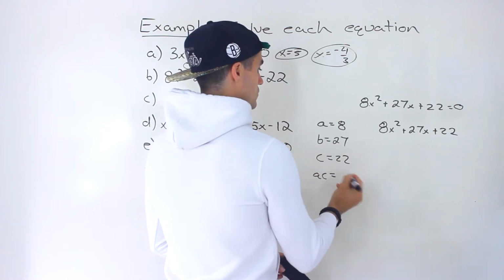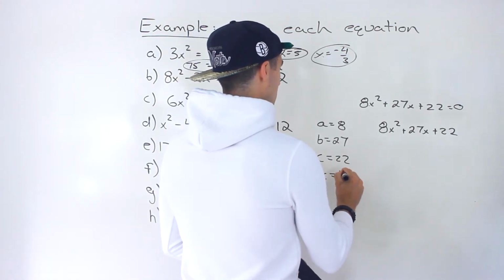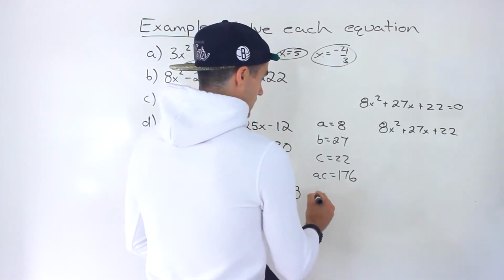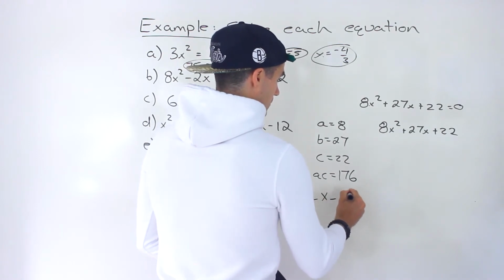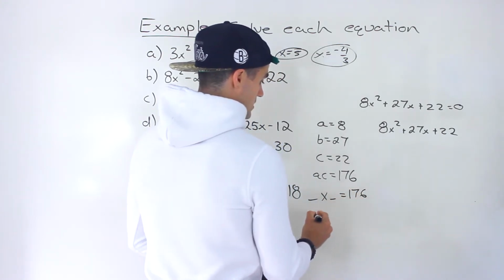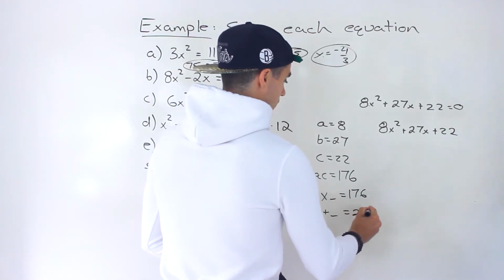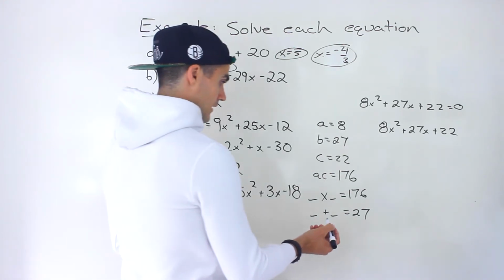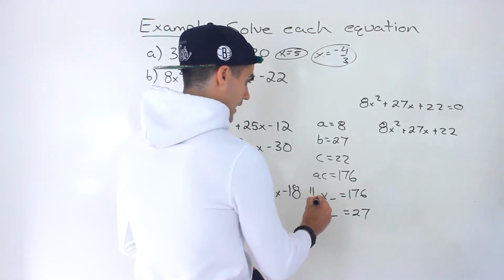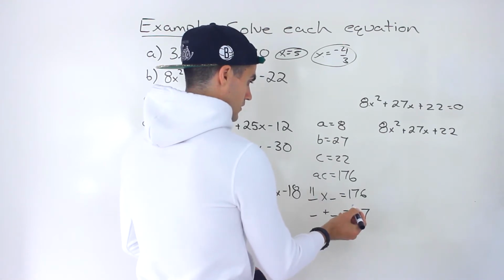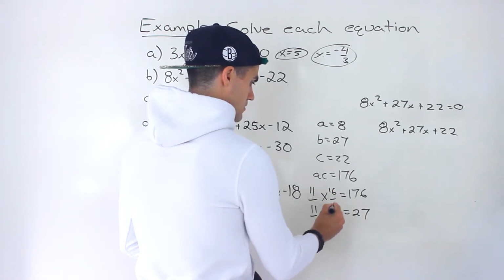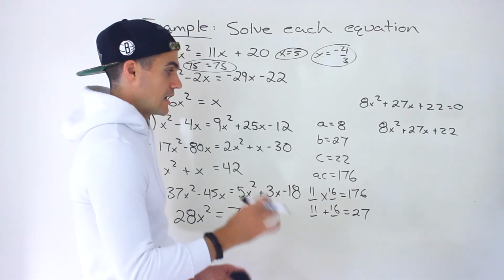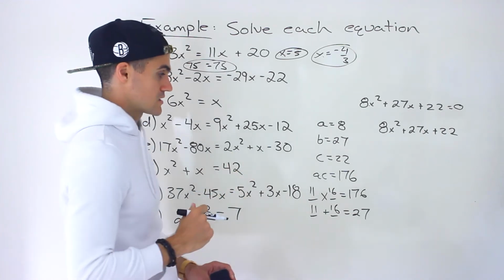So the AC value would be 176. So then what we want to see, are there two numbers that multiply to 176 and then add up to 27? And if you try it out, those two numbers would end up being what? 11 and 16, I think. That would work, right? 11 times 16 would give us 176. 11 plus 16 would give us 27.